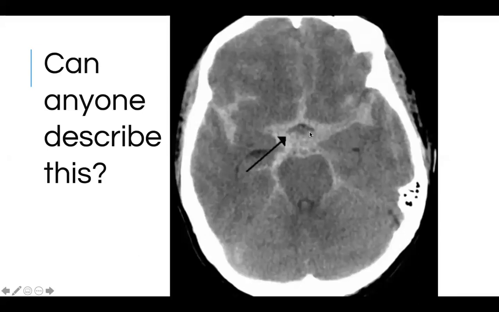Yep, subarachnoid hemorrhage. So yeah, start with the patient's name, date of birth, when the scan was taken, and a bit of the history. So let's say this patient was a young male who presented with sudden onset headache. So it's a subarachnoid hemorrhage because there's blood in the subarachnoid spaces and in the cisterns.